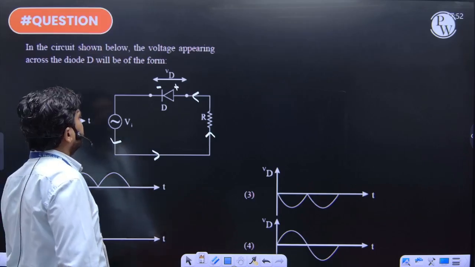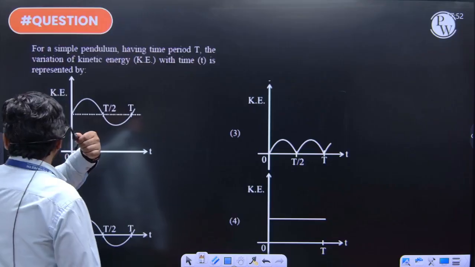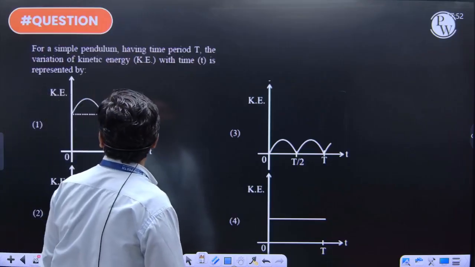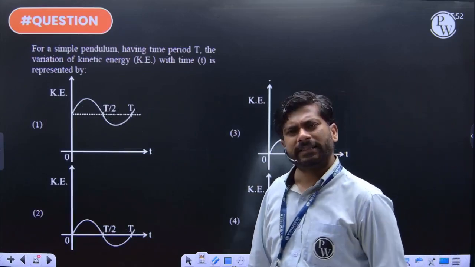Okay, let's see the next question. For a simple pendulum having time period t, the variation of kinetic energy with time t is, okay, kinetic energy, is it negative?